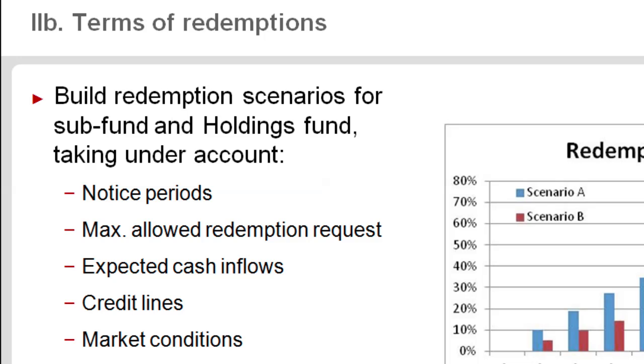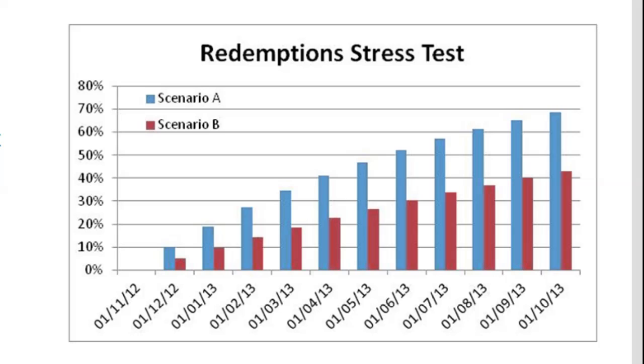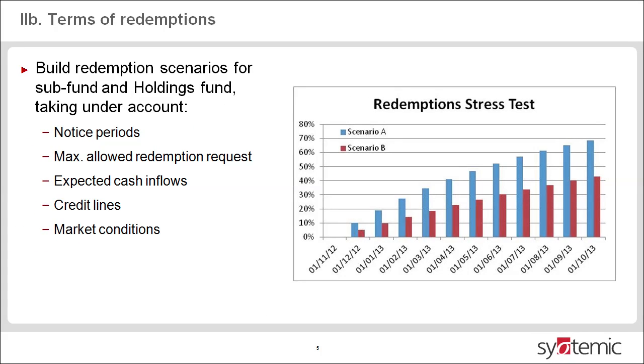We can assume normal market conditions in order not to have other impacts on this stress test report, or we can incorporate, at the same time, other market conditions. So here on the right, we can see the result of such a stress test. We can see two tests here, scenario A and scenario B, and we can see the redemptions and also the remaining net asset value of the fund for each month for the next year under these two stress test scenarios.